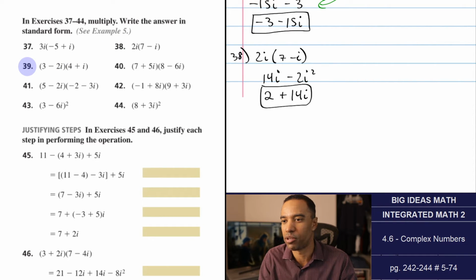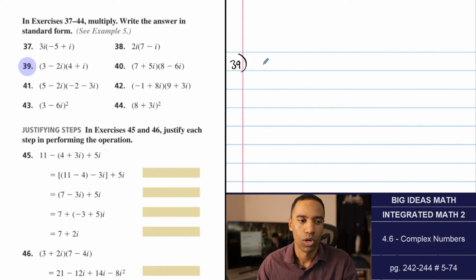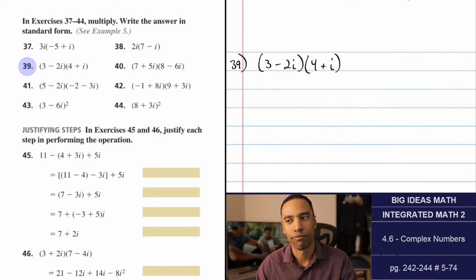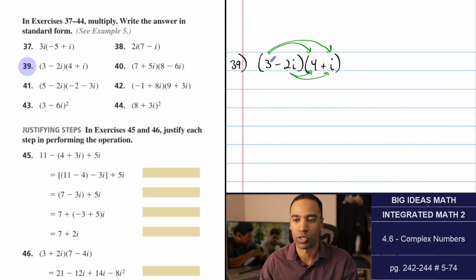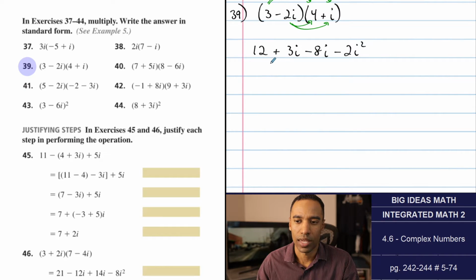Now we're going to multiply binomials times binomials. We have number 39, where we do 3 minus 2i times 4 plus i. This is where we FOIL. I won't do the arrows very often, but I want to remind you of what we're doing. 3 times 4 is 12. 3 times i is 3i. Negative 2i times 4 is negative 8i. And negative 2i times i is negative 2i squared. So we get a couple things to do here.